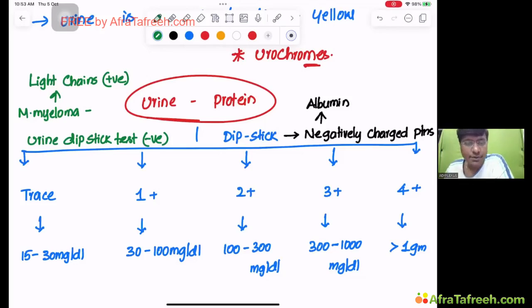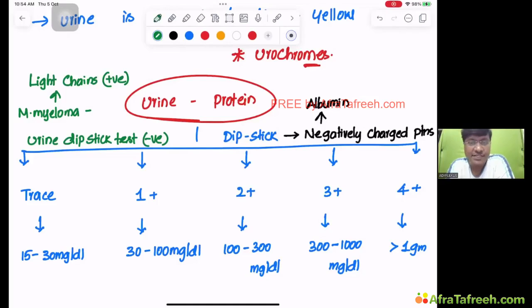And low power microscopy is used mainly to detect the cast, whereas high power field is used to detect the individual cells, that is RBCs as well as WBCs. And what is the most common cause of gross hematuria? That is a urological condition, that is ureteric calculi or bladder calculi. And the most common glomerular pathology causing gross hematuria will be IgA nephropathy. And what are the causes of red urine? Clofazimine as well as porphyrins.